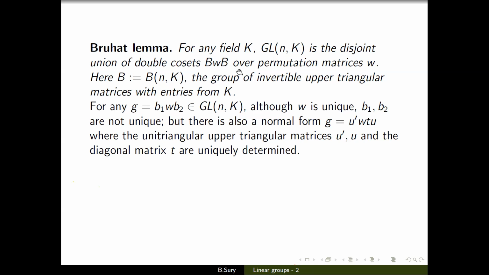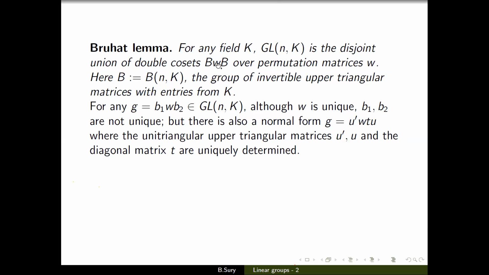Anyway, we don't need any of those. I have a habit of making such unnecessary statements. Okay, anyway, so look at this BWB. I want to say every matrix in GL(N) is of the form B1 times W times B2, where W is a permutation matrix uniquely determined by this matrix.